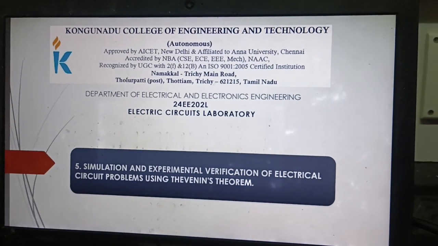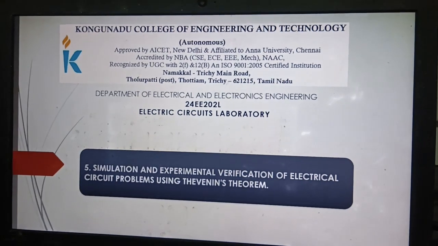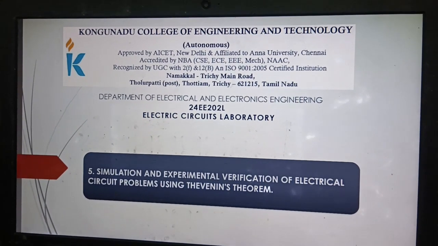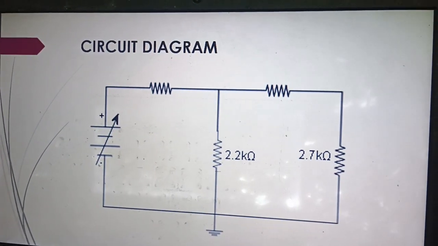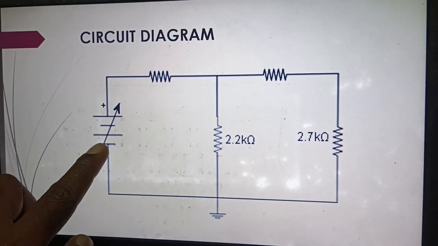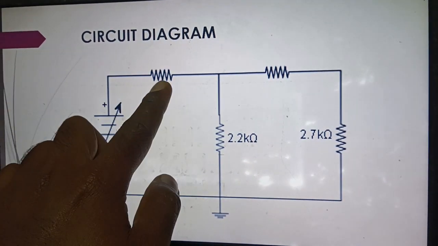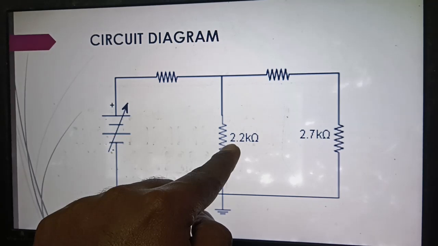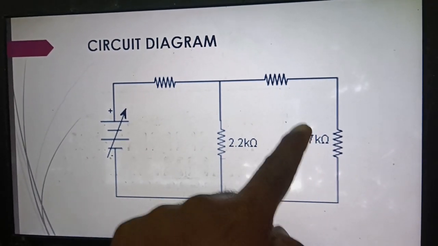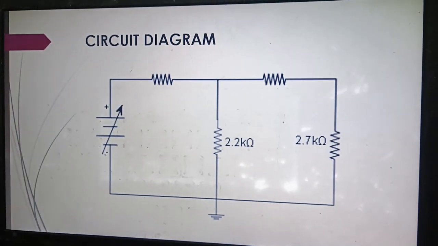Today, we are going to see simulation and experimental verification of electrical circuit problems using Thevenin's theorem. For that, the circuit diagram is like this. Here, we are using one voltage source for providing the input voltage. Here, one resistance. Here also 2.2 kilo ohm, 2.7 kilo ohm. Here 3.3 kilo ohm. Here 1 kilo ohm we are going to use.